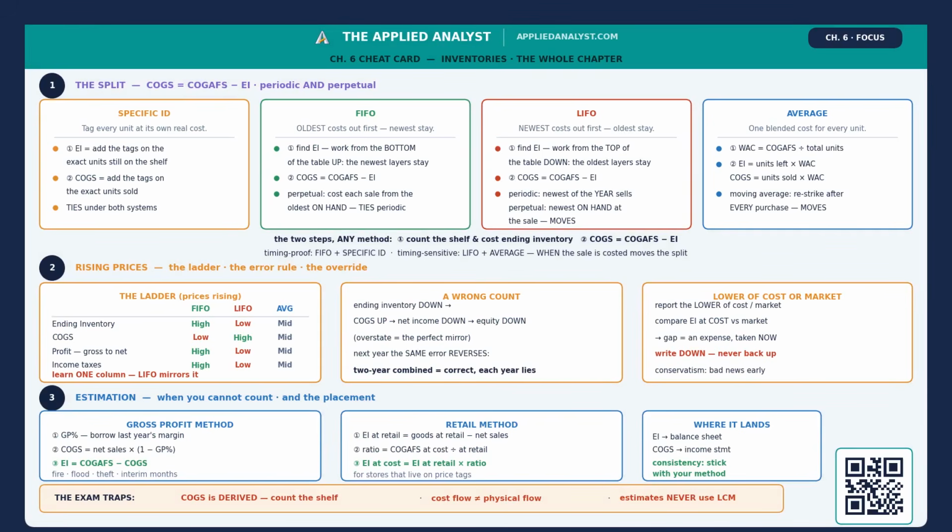Exam radar first. This chapter shows up 3 ways. Split the bucket under periodic. Recost a sale live under perpetual. Or estimate a shelf you cannot count. The card answers all 3.